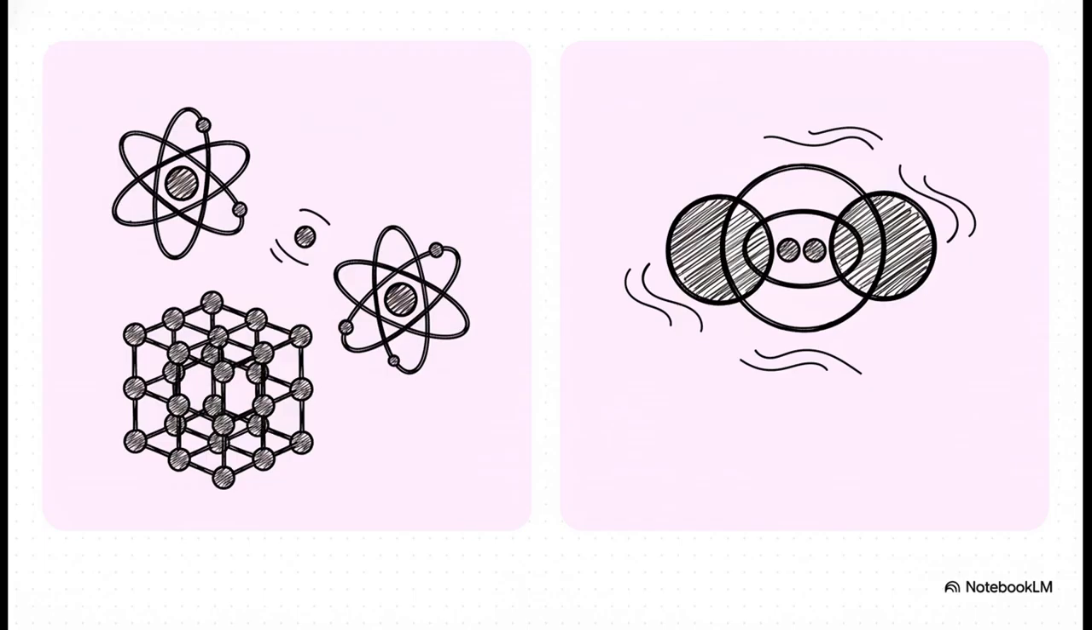Then we have molecular or covalent compounds. This happens when two nonmetals get together. They both want electrons pretty tightly, so neither is willing to let go. Instead, they compromise and share their valence electrons. These tend to be gases, liquids, or soft solids like water or carbon dioxide.